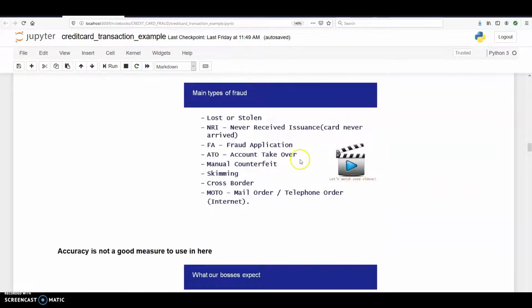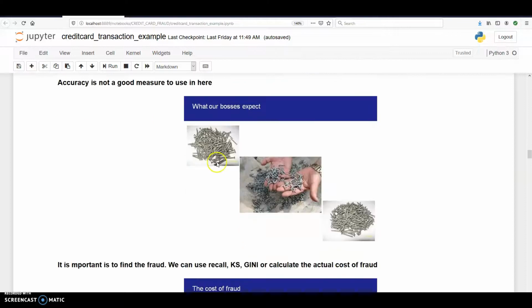And this one is a transaction one. So we are actually finding schemers, people who copy that credit card and try to use it, or lost and stolen cards. So it's a transaction database.